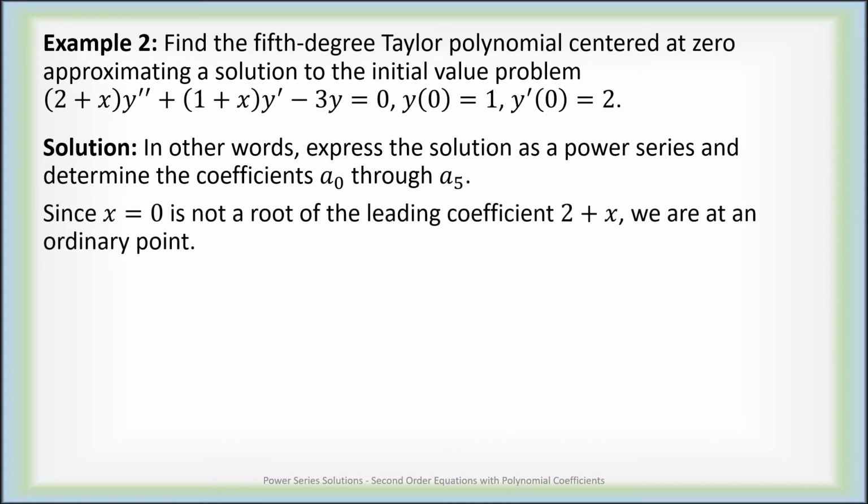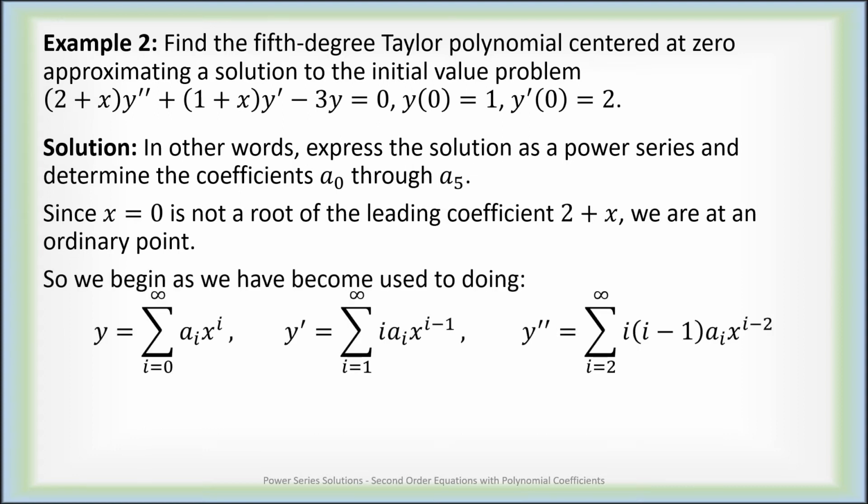X equals 0 is not a root of that leading coefficient 2 plus x. In other words, we're at an ordinary point, so we can express y as a power series. We can then compute y prime and y double prime. Notice that the starting index changes. It gets shifted up by 1 every time you take a derivative. So here are our generic power series for y prime and y double prime.